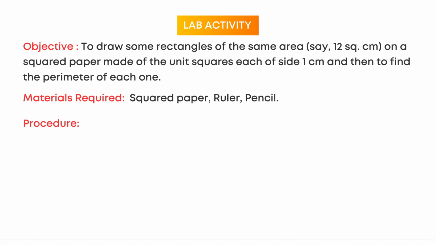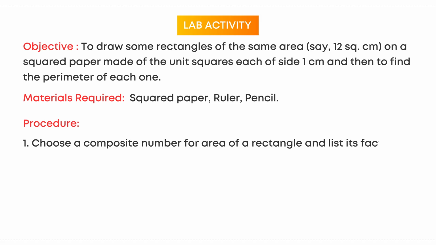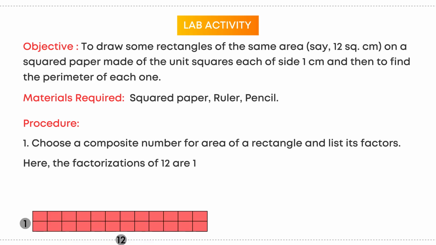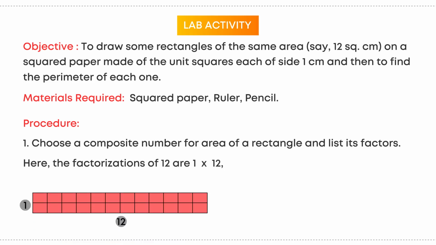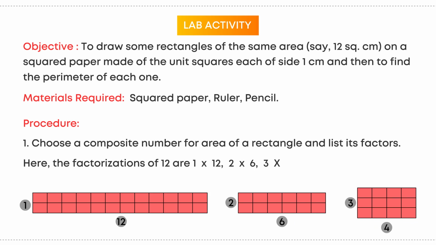Procedure: 1. Choose a composite number for area of a rectangle and list its factors. Here, the factorizations of 12 are 1 into 12, 2 into 6, 3 into 4.